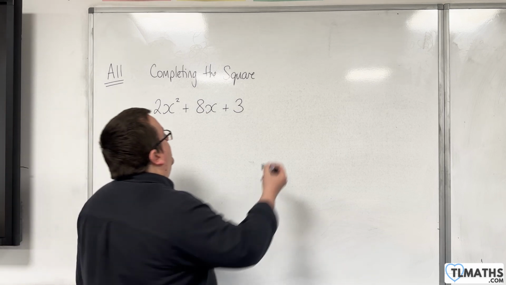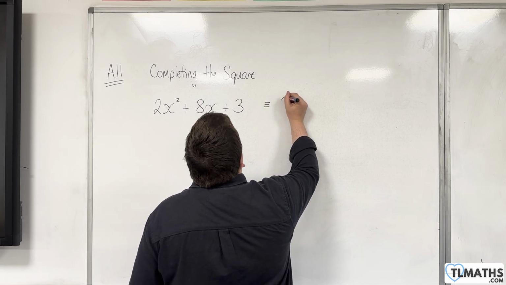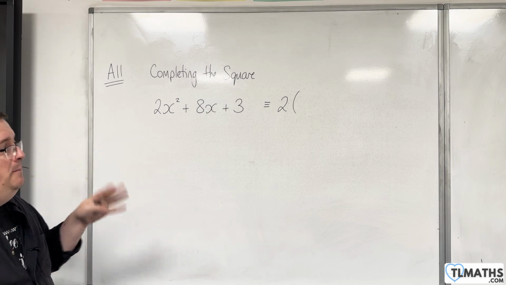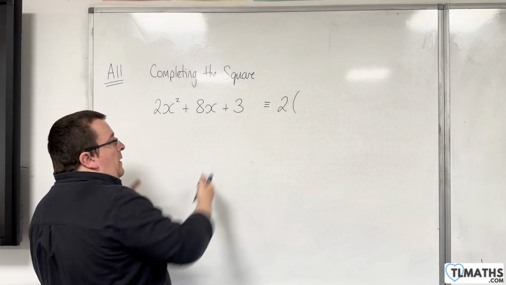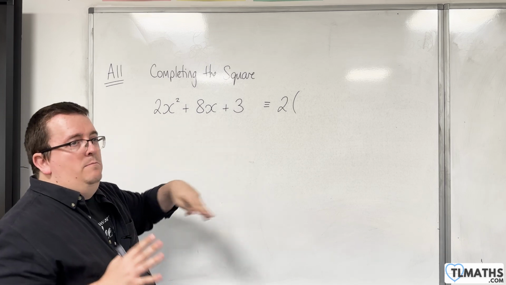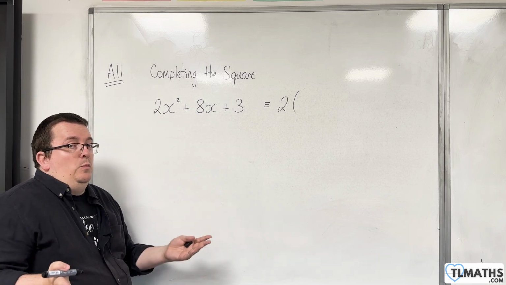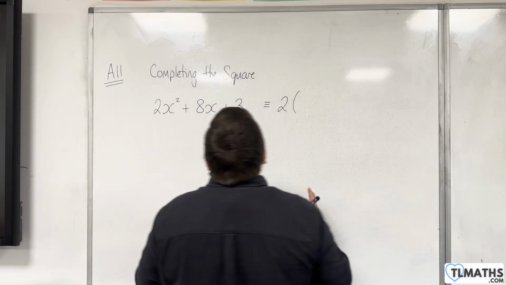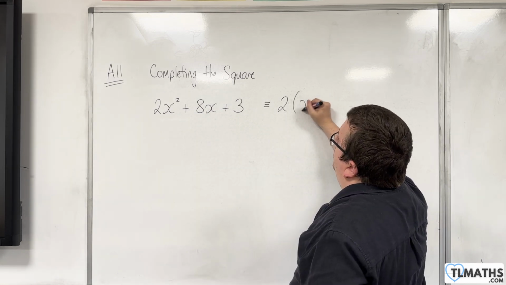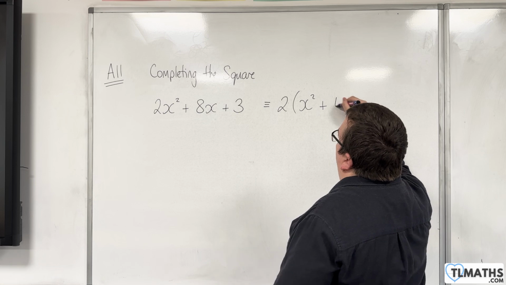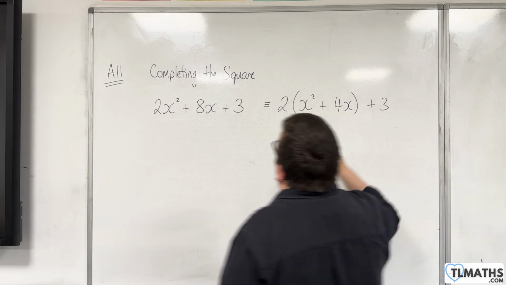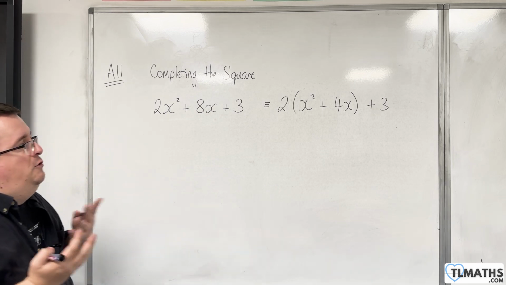So what I'm going to do is I'm going to factor the 2 out of the first 2 terms. Now, some people will do all 3 terms. I personally don't like that because that then brings in more fractions sometimes than maybe we need. So I tend to factor the 2 out of the first 2 terms. So x squared plus, well, that would need to be 4x, wouldn't it? Okay, and then we've got the plus 3 on the end. So we factor the 2 out of those 2 terms.